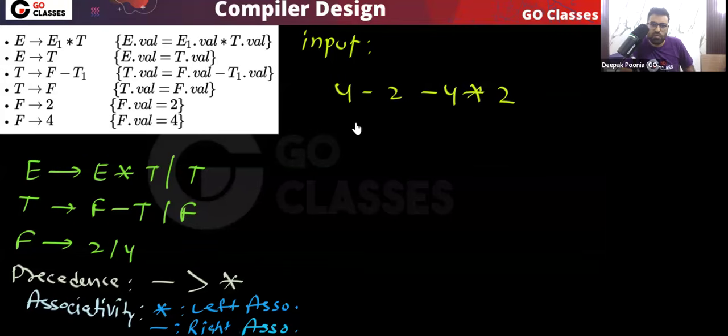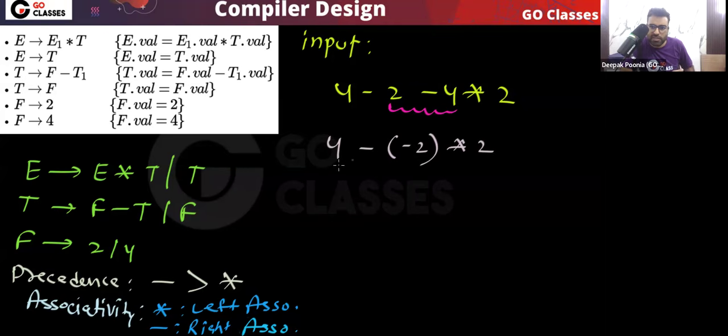So you can notice that minus has more precedence than star. Before this star you will do minus, and this subtraction is right associative, so this subtraction will be done first. So we will get 4 minus, we perform this subtraction first, 2 minus 4, that is basically minus 2, star 2.